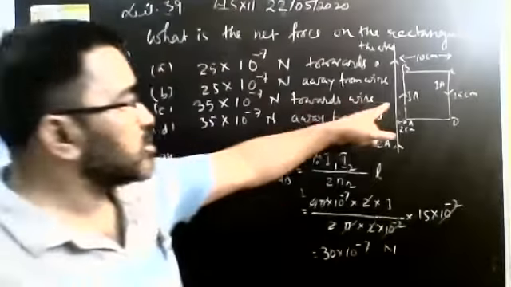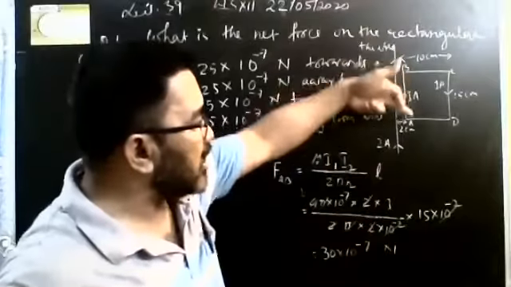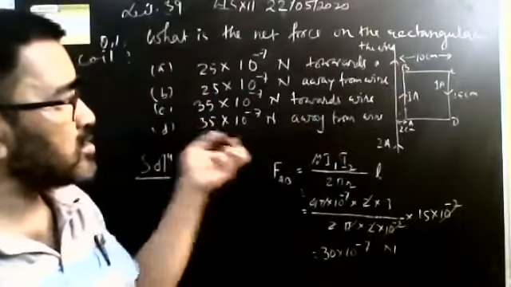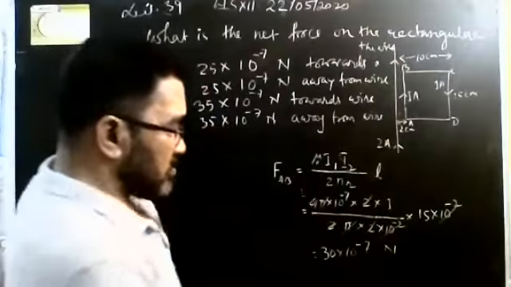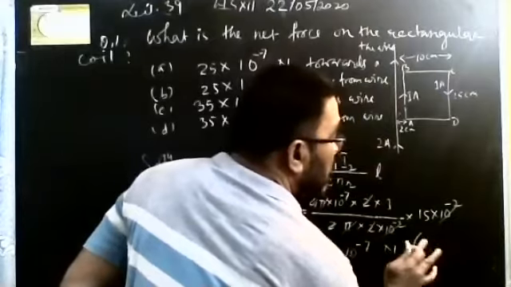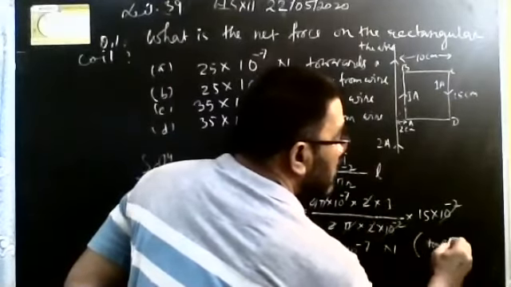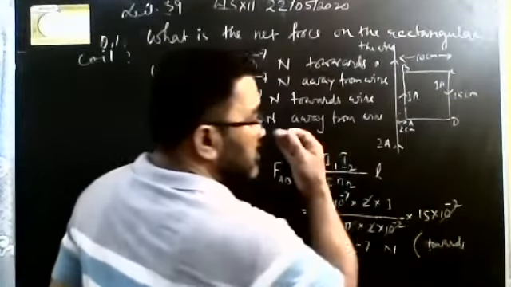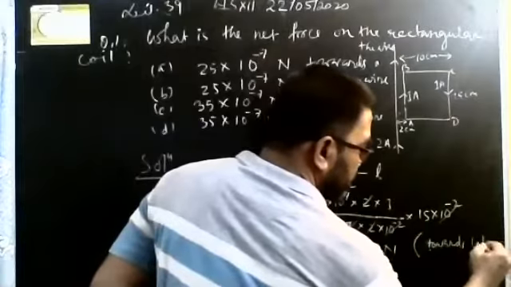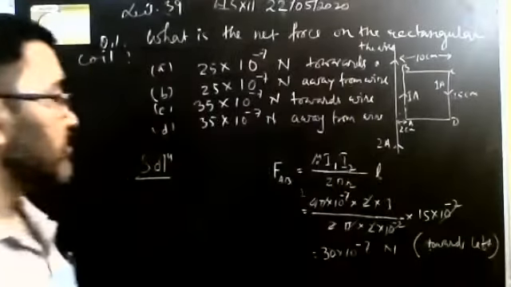This will be an attractive force, that is the AB conductor will be attracted towards the wire. So towards the wire, in this direction, towards left, right?